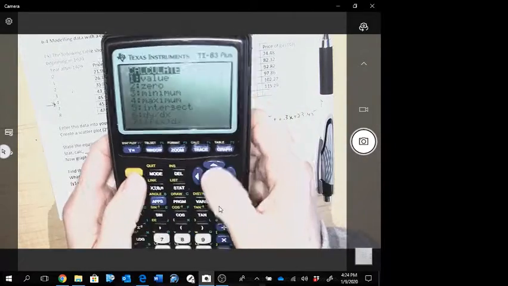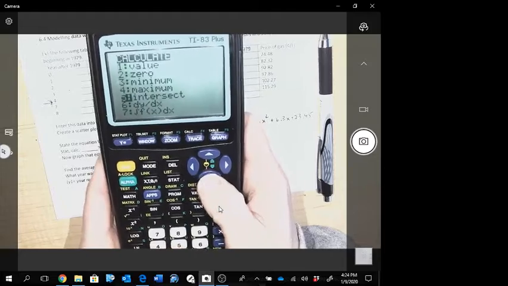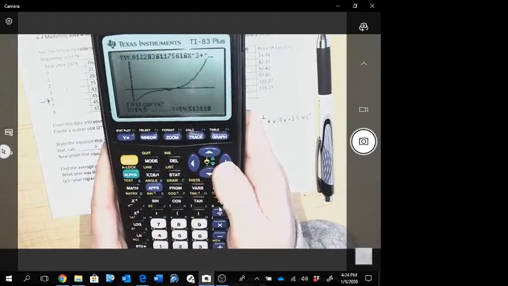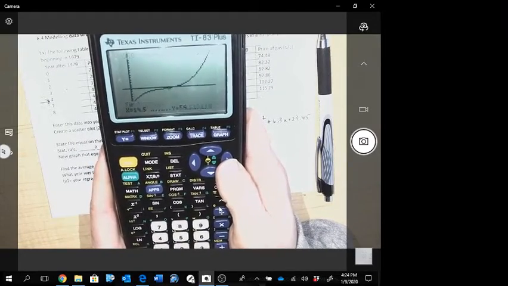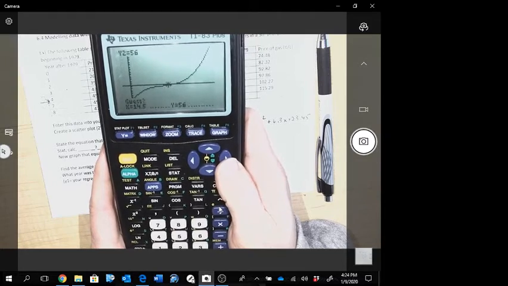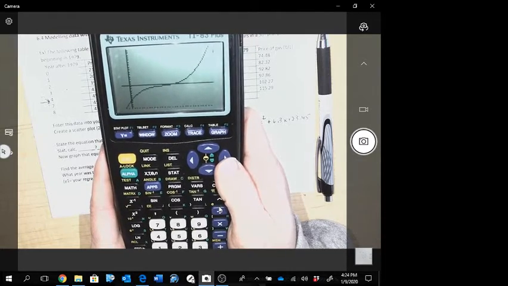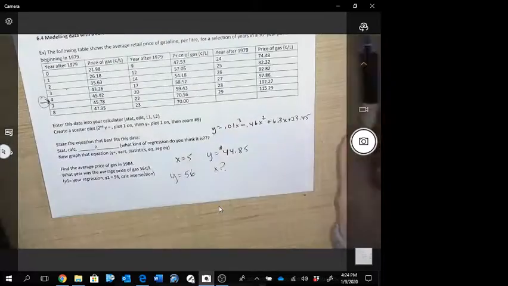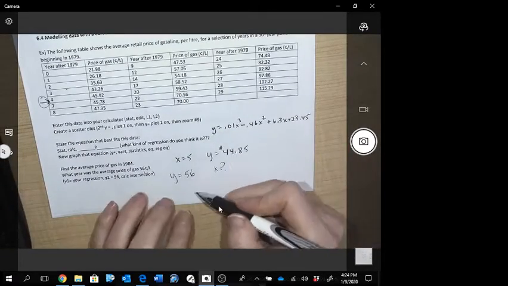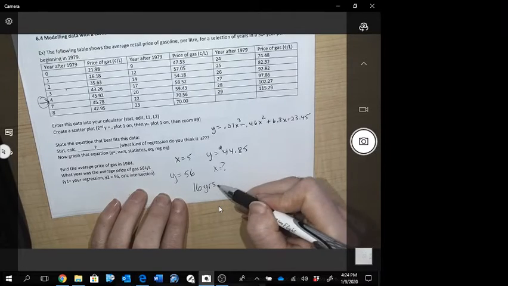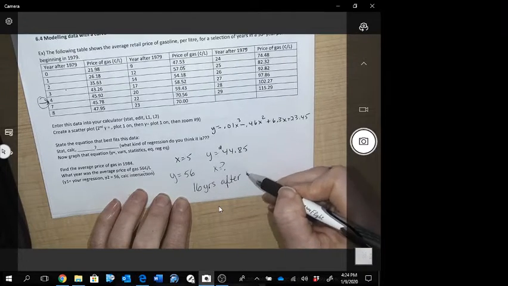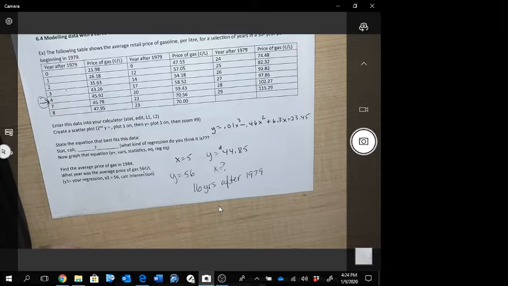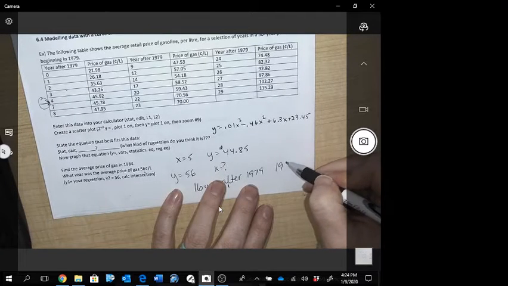So I'm going to calculate and go down to number 5, intersection. And this does it for you. First curve, enter. Now it jumps to the second curve, enter a third time. And then you can see 16 and a half. So 16 years after 1979. So in 1995.